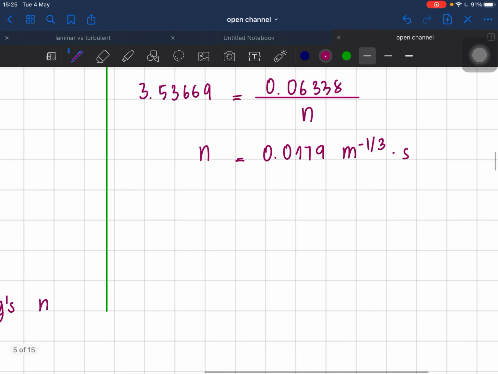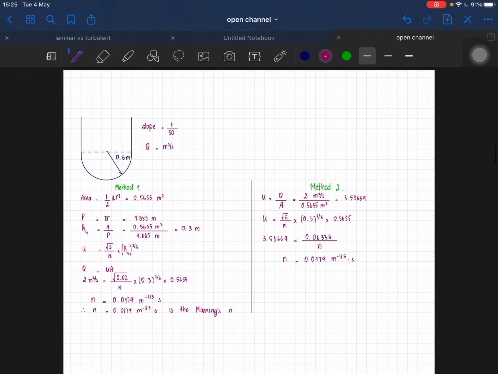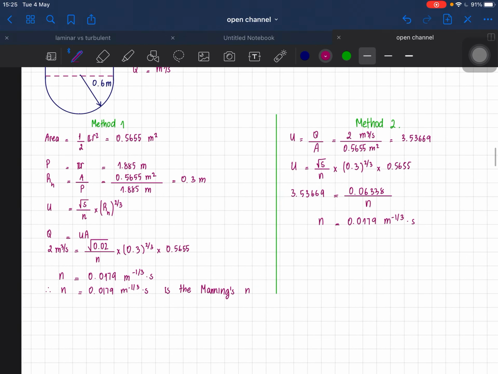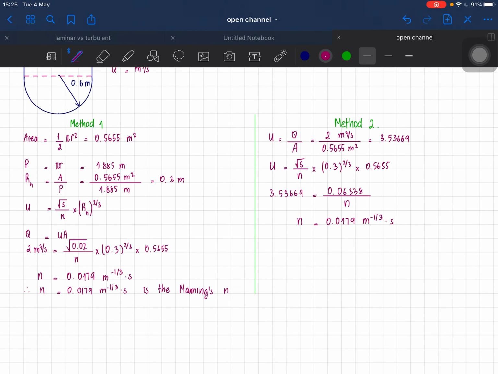And then we can see the cross-sectional area. Oh, not the cross-sectional area, the Manning's n. But I think method 1 is quite easier. Even though this one is shorter, method 1 is more understandable.